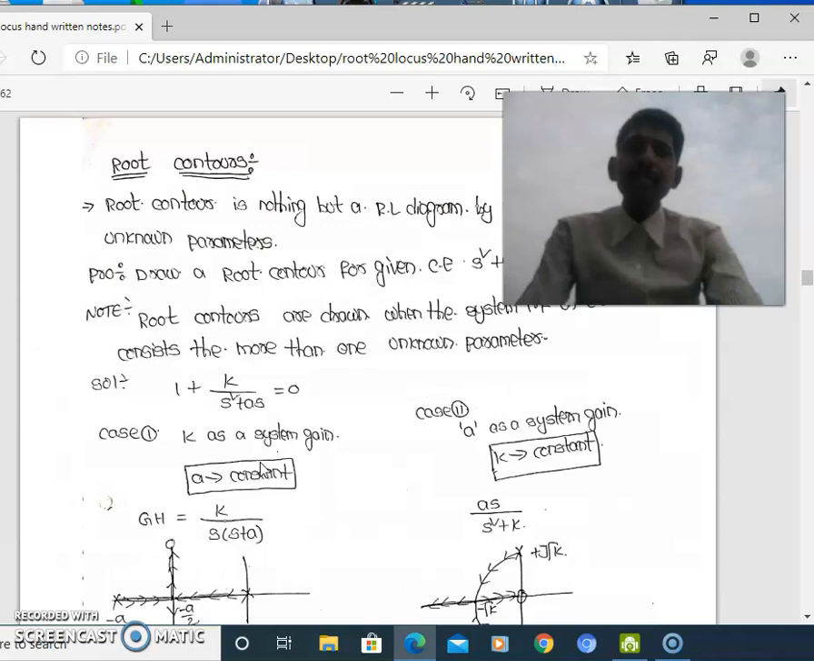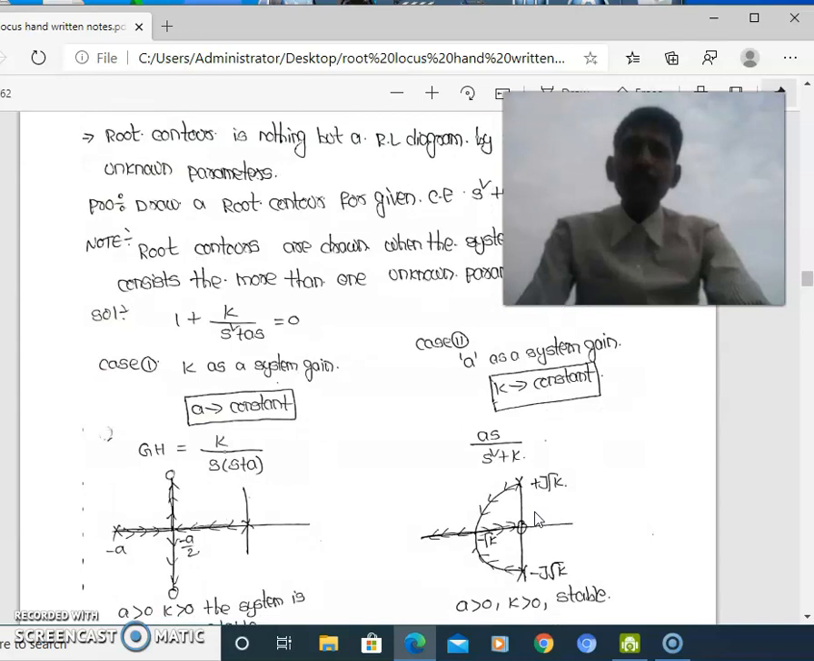Now, let us consider A as a system gain, k as a constant. In that case, we can write it as A divided by s square plus k. Now we have considered A as system gain, 1 plus g of s into h of s. So, in this case, how many poles and how many zeros are there? There are 2 poles. Those 2 poles are imaginary poles. The 2 poles are lying at plus j under root k and minus j under root k.